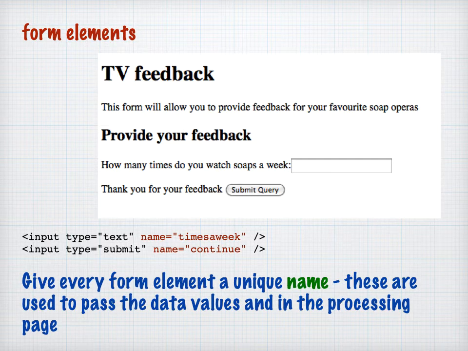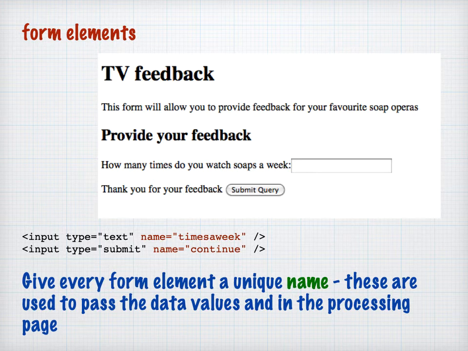Similarly then, I'm going to add a button, and this is where we go type equals submit. So that's a specific kind of form element that's going to put a button there for us. And again, I'm going to give it a name. I'm going to call it continue, and of course you could call it whatever you want. So I've got two elements on the form, and it's important that these elements all have a unique, distinct name. I've got an input box called timesaweek, and I've got a button called continue.